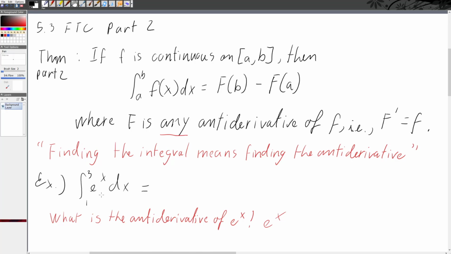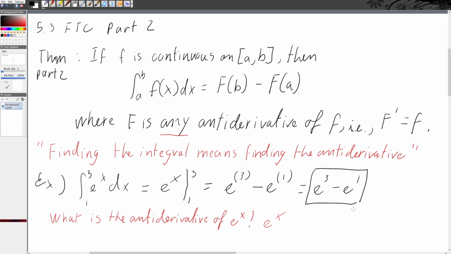Meaning, the integral of e to the x from 1 to 3 is going to be e to the x evaluated from 1 to 3. This is just a notation to tell you that you are going to take e to the x where you replace it with 3, and you are going to subtract the lower limit of integration. And well, that's just it. That's what the fundamental theorem of calculus part 2 is stating.